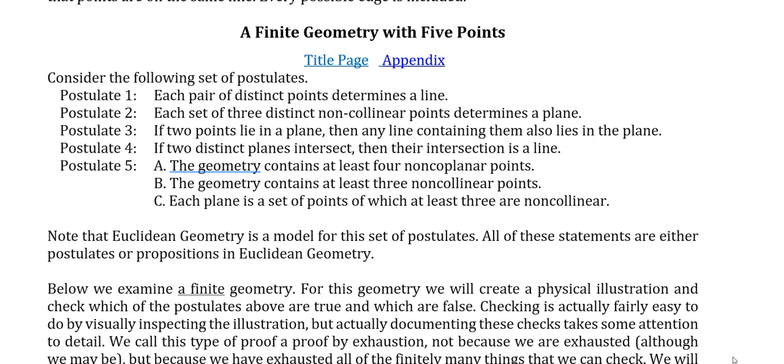Let's look at another finite geometry. This geometry is going to have 5 points. Before we get started, let's consider the following set of postulates.